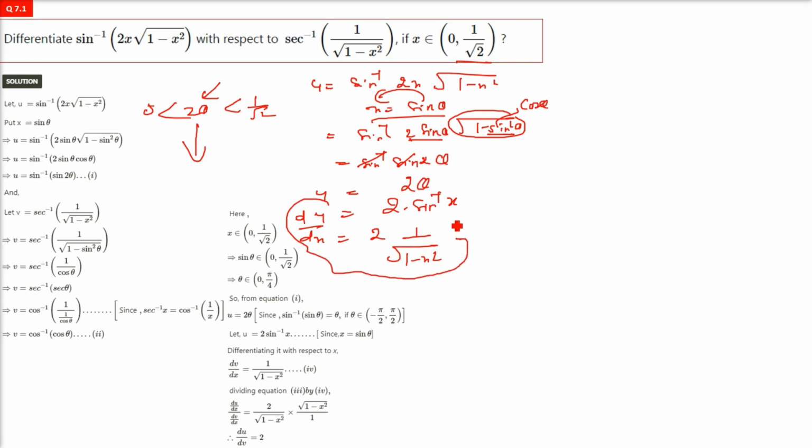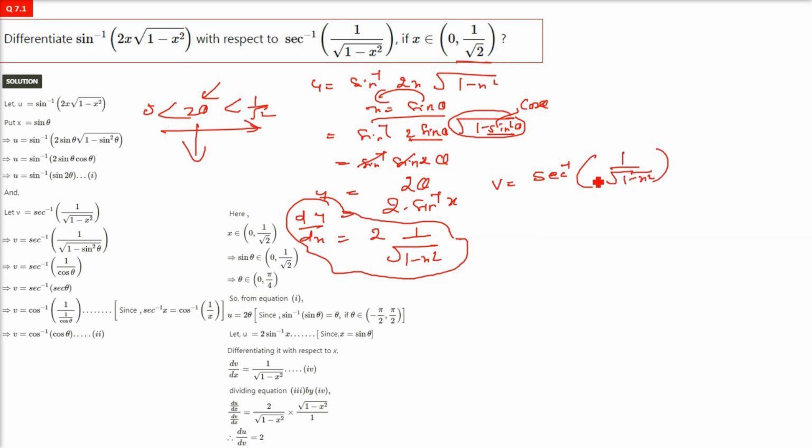Next step will be dv by dx. Okay, let us see what we get. This we are going to just use while we finally divide the two terms. For the range of both the first part and the second part, that is sine inverse and sec inverse, you have to check the boundary and show that this is within the limits. Second one is v equals sec inverse 1 by under root 1 minus x square.